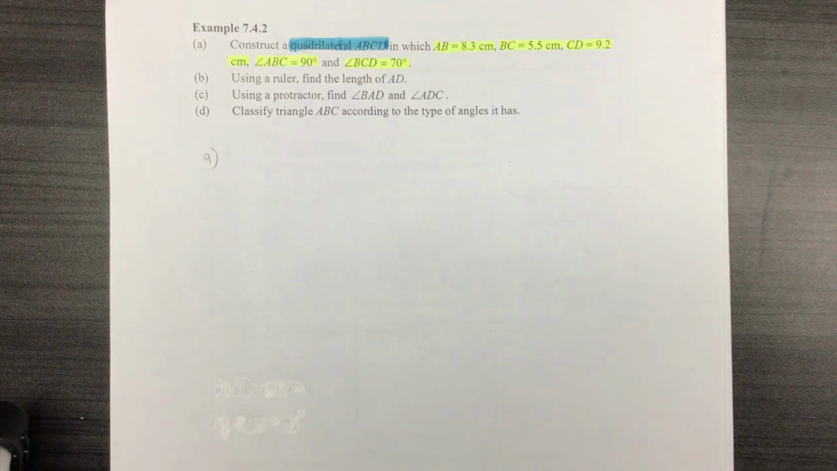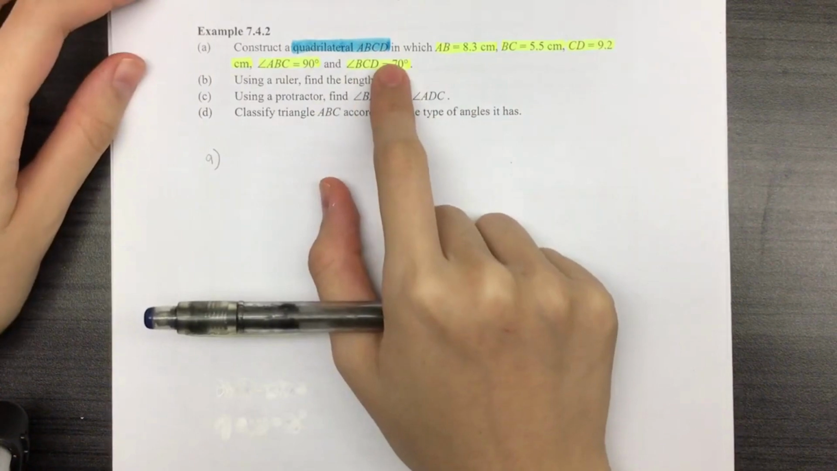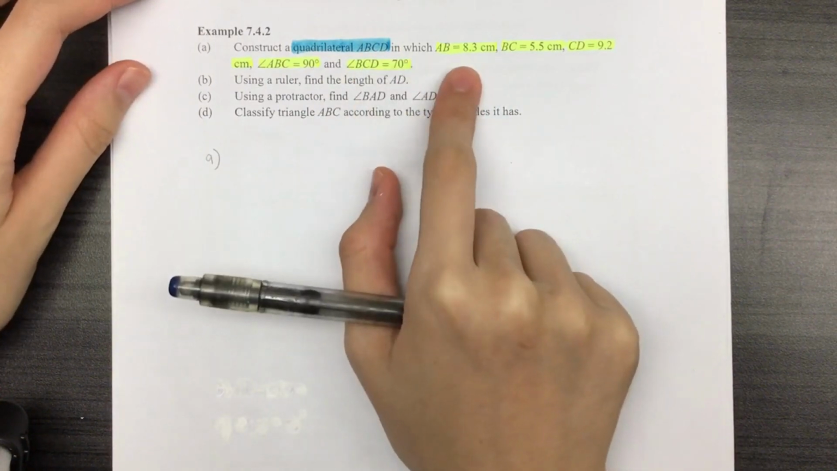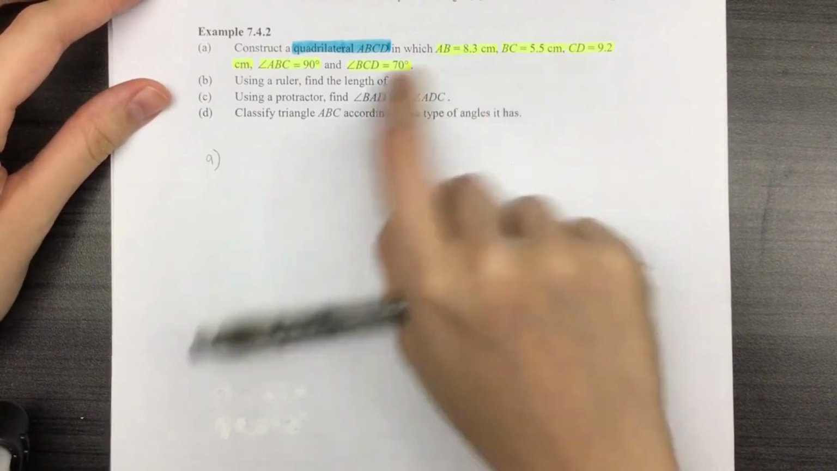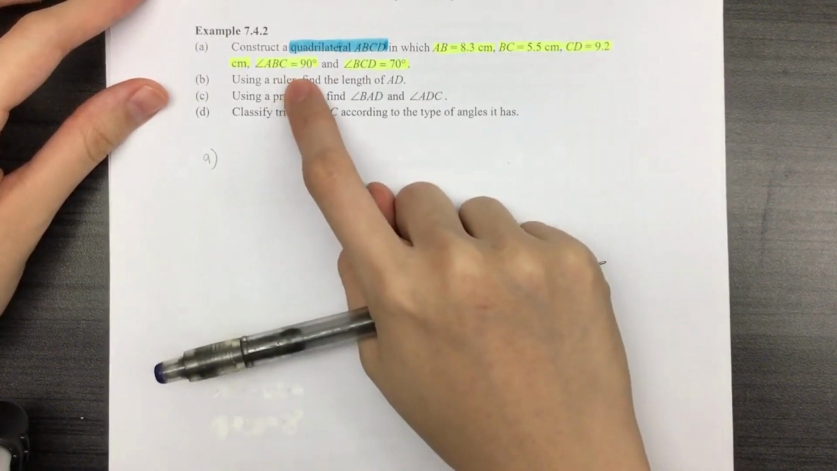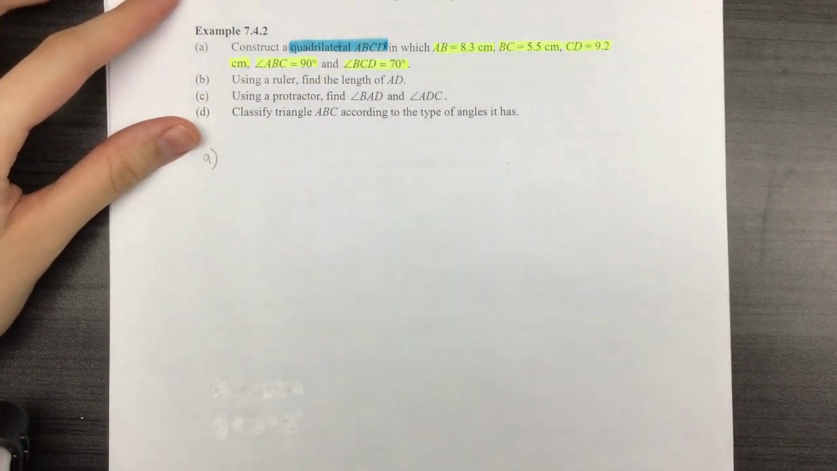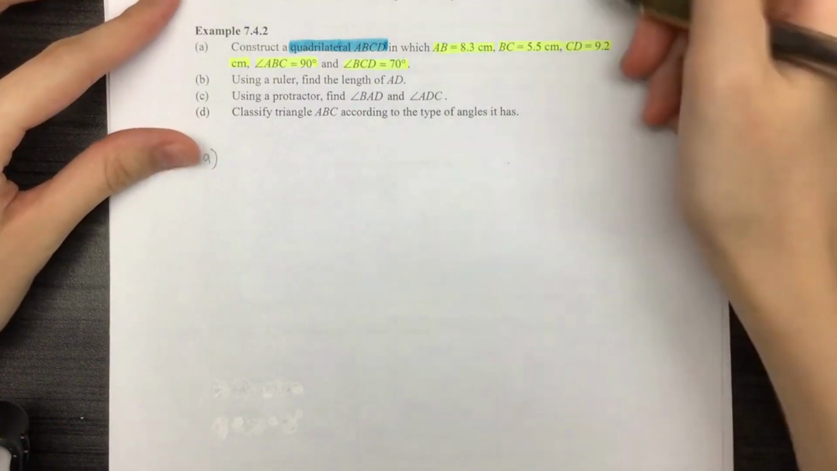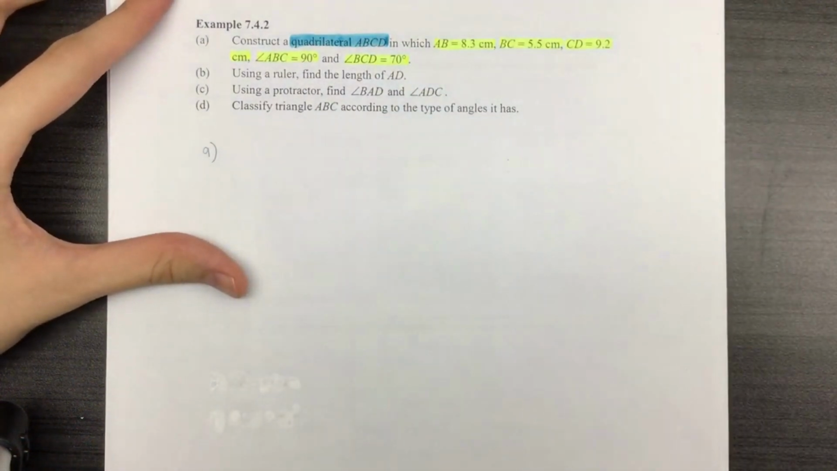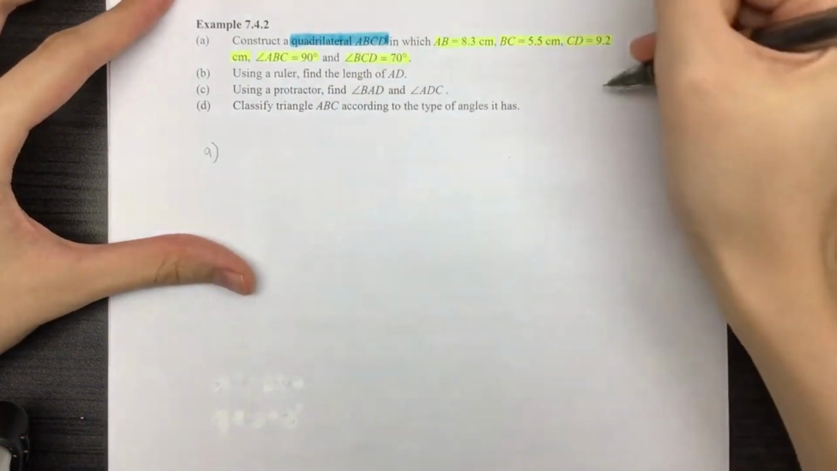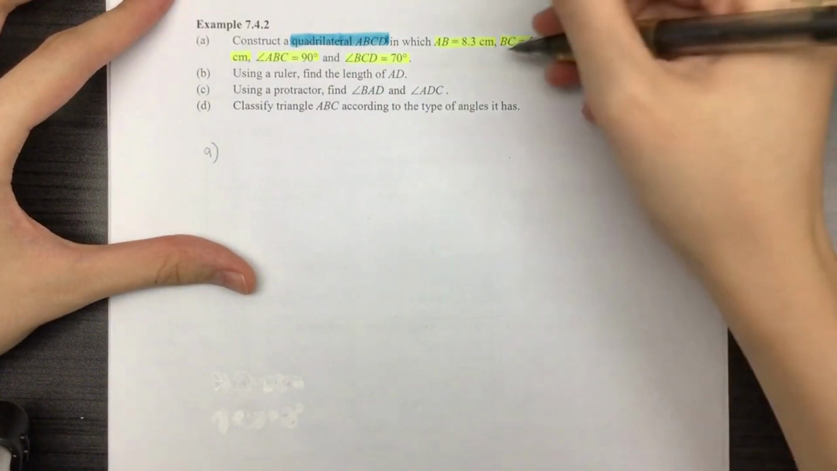Example 7.4.2, construct a quadrilateral ABCD in which AB equals 8.3 cm, BC 5.5 cm, CD 9.2 cm, angle ABC equals 90 degrees and angle BCD equals 70 degrees. So what does it mean? It means that we are constructing a closed plane four-sided figure. Let me just roughly draw it out for you to visualize.